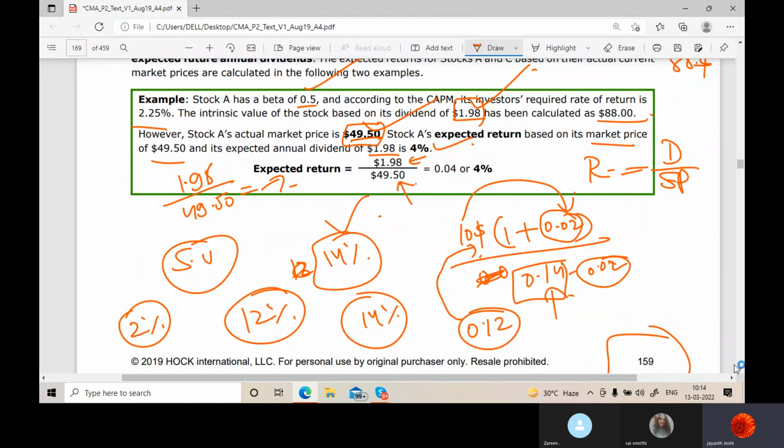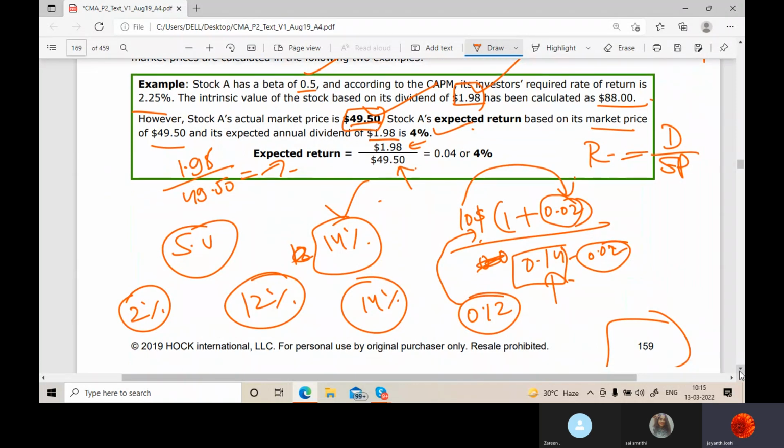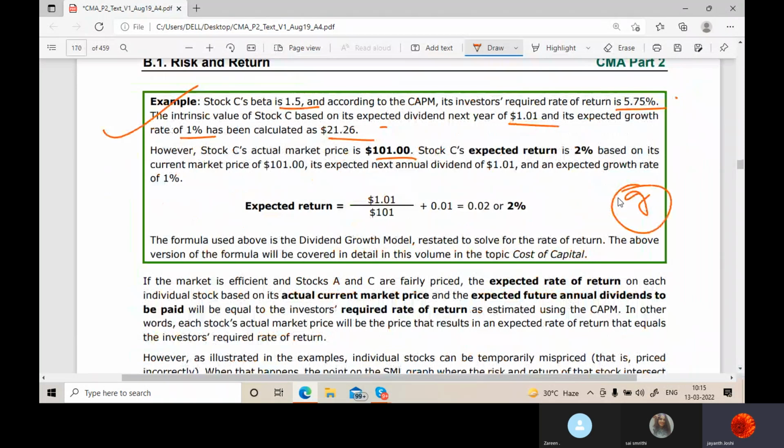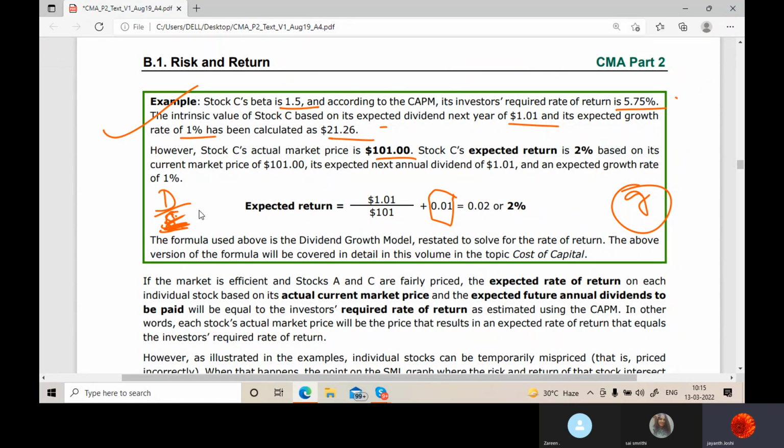The same question we are going to do here. A similar concept is applied, but we have a growth rate. When you have a growth rate, you have to add the growth rate here. So the formula goes this way: dividend divided by stock price, that is the actual market price, plus the growth rate. Okay, just do this question, we'll move forward.